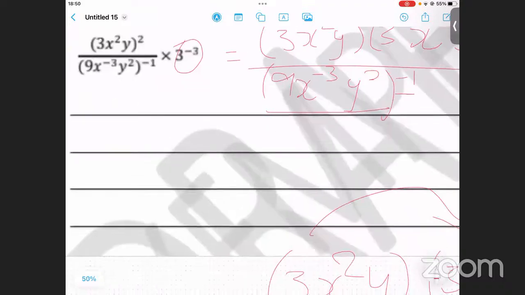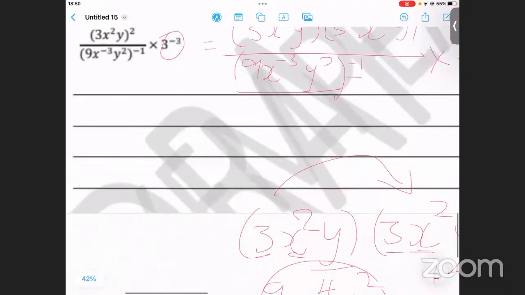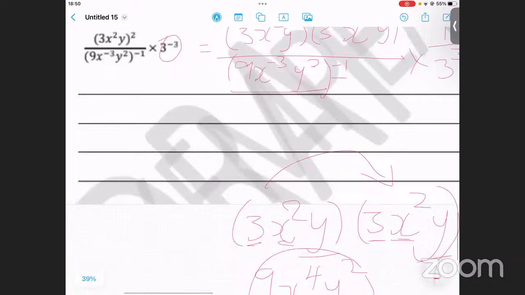So this is the whole thing that we get when we simplify this whole thing that you see here. So I'm just going to write it here. We get 9x to the power of 4, y to the power of 2, divided by. Now we're going to deal with the denominator. So everything, all the exponents in the denominator, we're going to multiply with a negative 1.